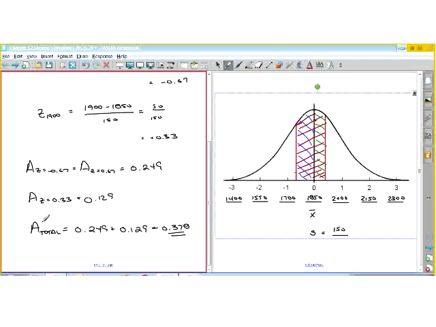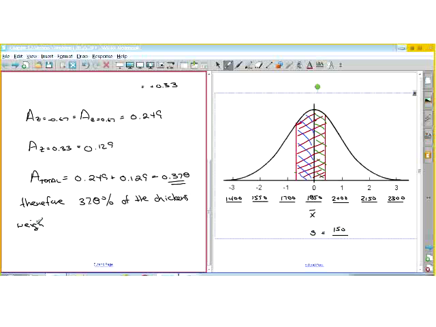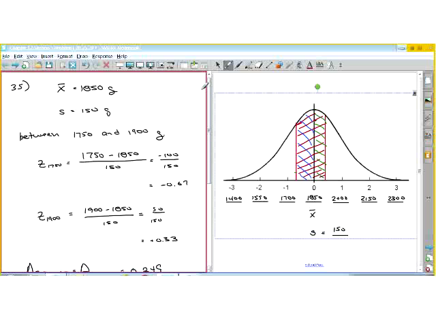The problem asked for percent. So therefore 37.8% of the chickens weigh between 1,750 grams and 1,900 grams. So that's problem number 35.